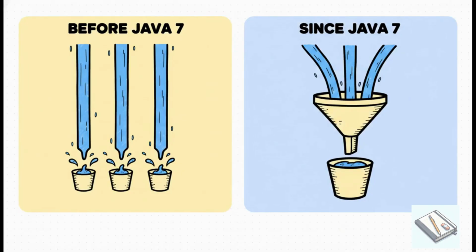So back in the day, before Java 7, things were kind of clunky. If you wanted to handle different errors in the same way, you had to write a separate catch block for every single one. It led to a lot of copied and pasted code. But since Java 7, we've got this beautiful thing called multi-catch. With just that one little pipe symbol, you can catch a whole bunch of different exception types in one clean, efficient block. So much better, right?